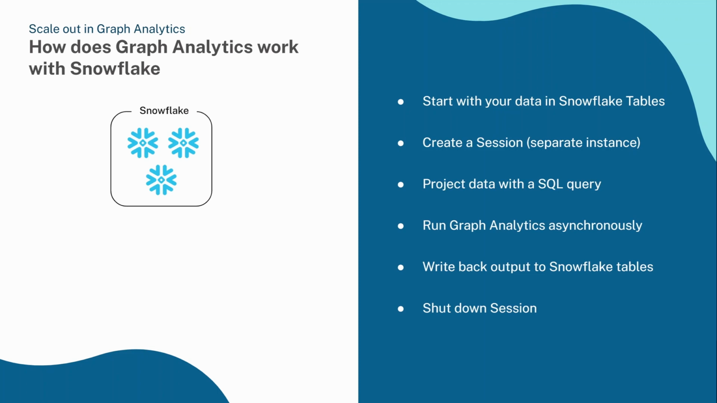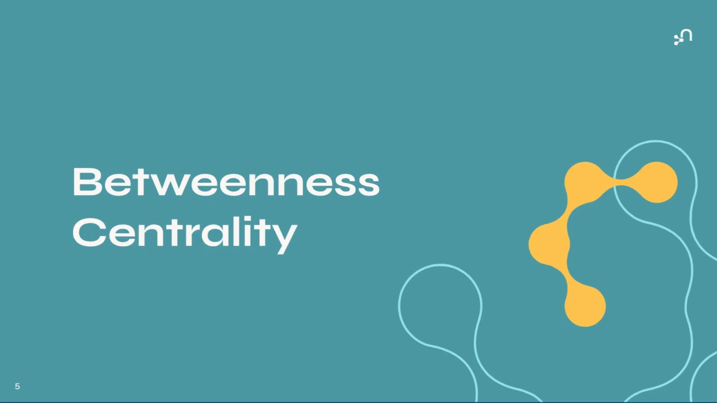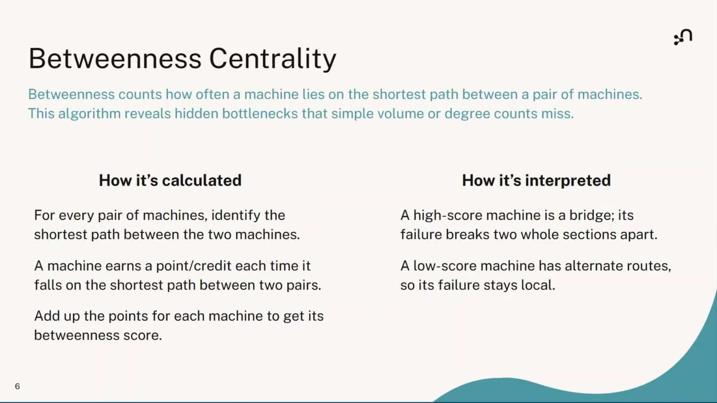And then finally, when you're done with your session, you can just tear it down with a single call so you only pay for what you actually used. Before we dive into the demo notebook, I wanted to take a moment to talk about the Betweenness Centrality algorithm. Betweenness counts how often a machine lies on the shortest path between a pair of machines. This algorithm reveals hidden bottlenecks that simple volume or degree counts miss.